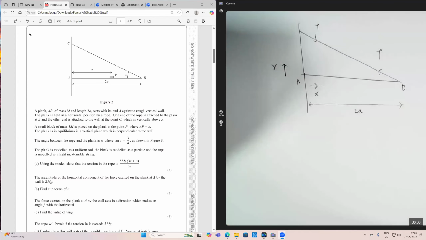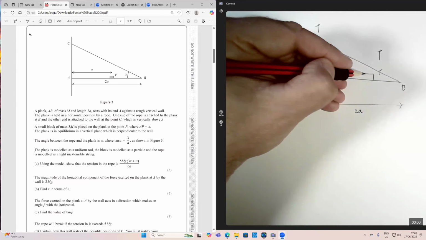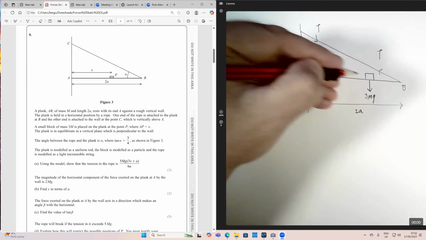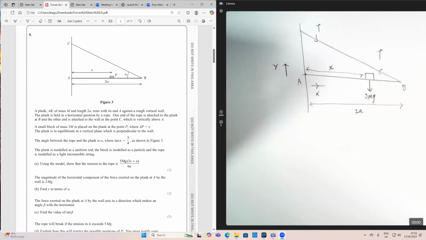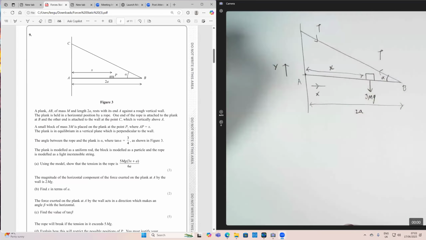Okay, that's fine. So a small block of mass 3m is placed on the plank at the point P. So here we go. So we have a weight here of 3mg, and this distance here is x, where AP is x. The plank is in equilibrium in the vertical plane, which is perpendicular to the wall. The angle between the rope and the plank is alpha, where tan alpha is equal to 3/4.